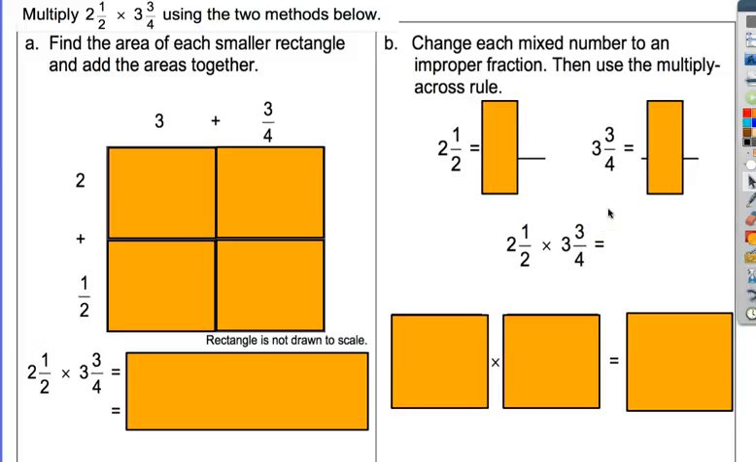So take about 4 or 5 minutes. And Miss Gurley will monitor you and see if you need a little bit more time, but you need to be copying all of this down. Ready? Go.